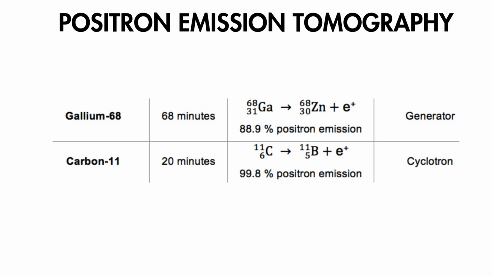We have mentioned two different examples of positron emitters: one is gallium-68, which has a half-life of 68 minutes, and carbon-11, which has a half-life of 20 minutes. These are the two different positron-emitting elements we have been using continuously.